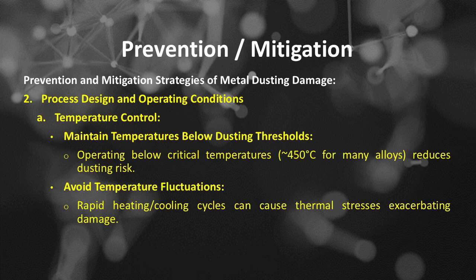Number 2 of the prevention and mitigation strategies of metal dusting damage is process design and operating conditions. Number A, temperature control, includes: the first is maintain temperatures below dusting thresholds; operating below critical temperatures, or up to 450 degrees Celsius for many alloys, reduces dusting risk. The second, avoid temperature fluctuations. Rapid heating or cooling cycles can cause thermal stresses, exacerbating damage.